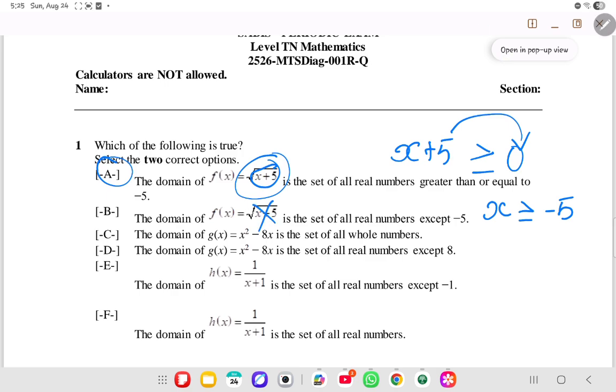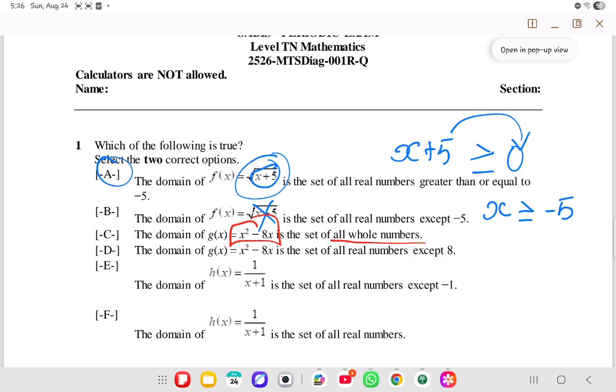What does it say? It says the domain of g(x) equals x squared minus 8x is the set of all whole numbers. Now here's the case. If you read it really quickly, you might think, okay, it's correct, and I will take it as correct. Why? Because you will see that this is a function. It does not have any radical. It does not have any denominator. It does not have any radical in the denominator. So all numbers will work in this equation.